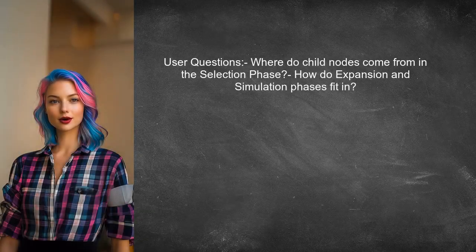Let's look at the specific questions that have come up. One user asked about the selection phase of Monte Carlo Tree Search, wondering where the child nodes come from if you start with just a single root node. They also questioned how the expansion and simulation phases fit into this.